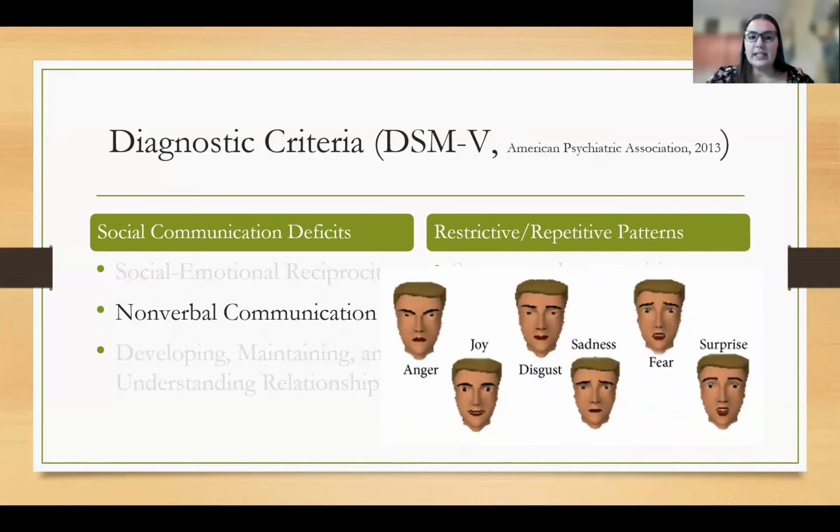Nonverbal communication is the second social communication criteria for someone with autism. So this involves a difficulty with reading social cues, reading gestures, reading facial expressions.